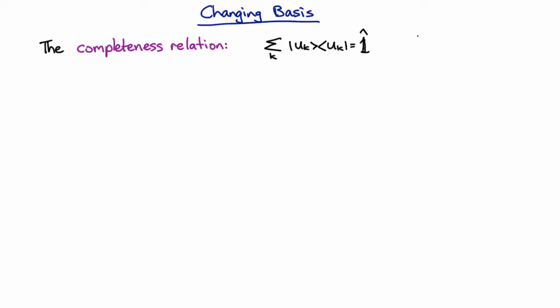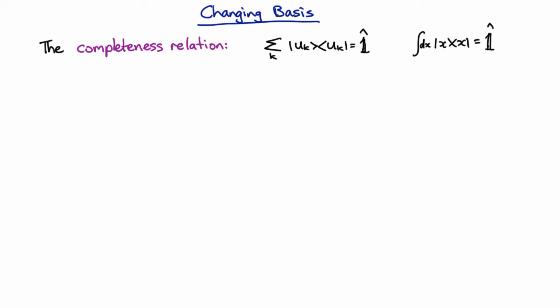In a continuous limit, it looks like this. Or indeed, if you have a mixture of discrete and continuous indices, then you simply have to sum or integrate over all of them, and you get the identity. And this is a very powerful way to change basis, or put something in a basis, and we'll explain that by an example.